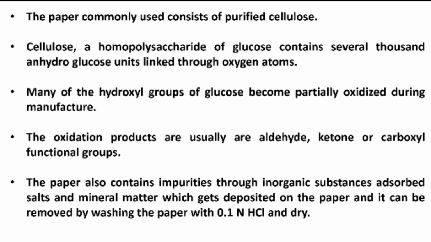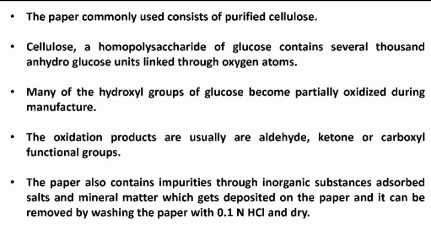The paper commonly used consists of purified cellulose. Cellulose, a homopolysaccharide of glucose, contains several thousand anhydroglucose units linked through oxygen atoms. Many of the hydroxyl groups of glucose become partially oxidized during manufacture. The oxidation products are usually aldehyde, ketone or carboxyl functional groups.